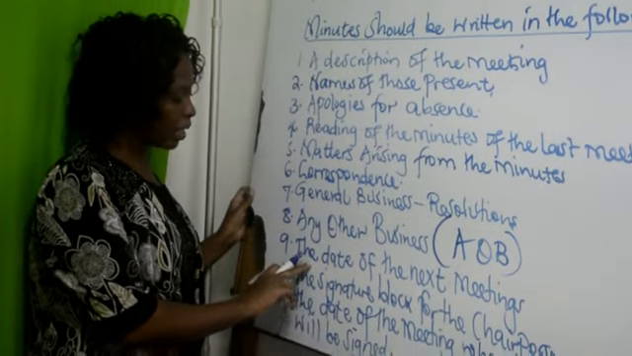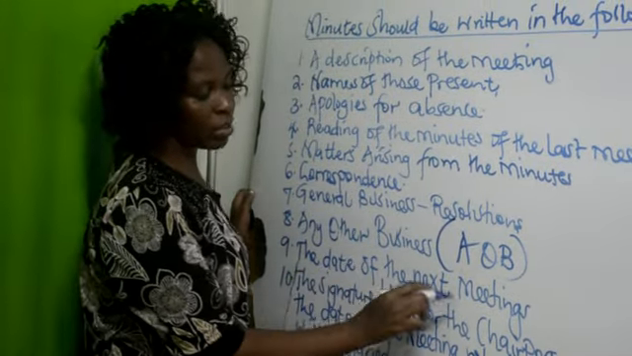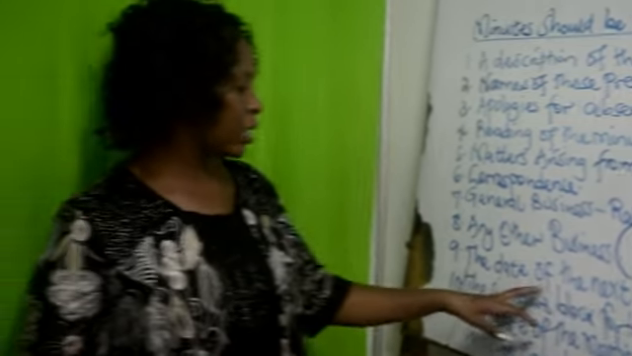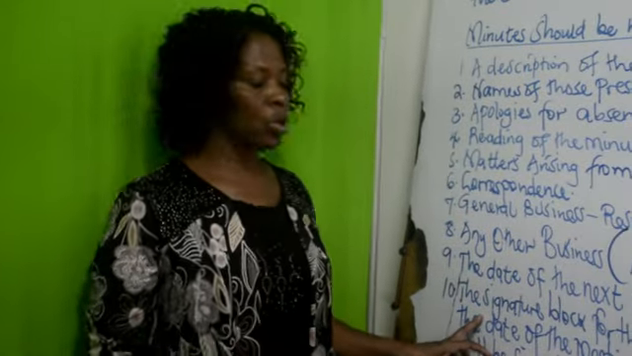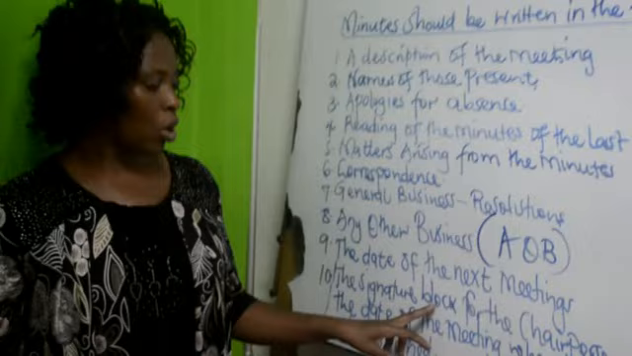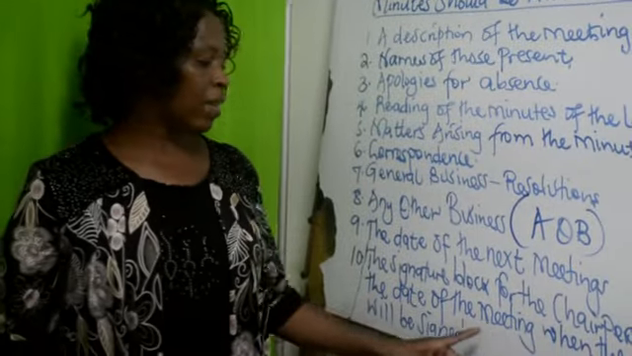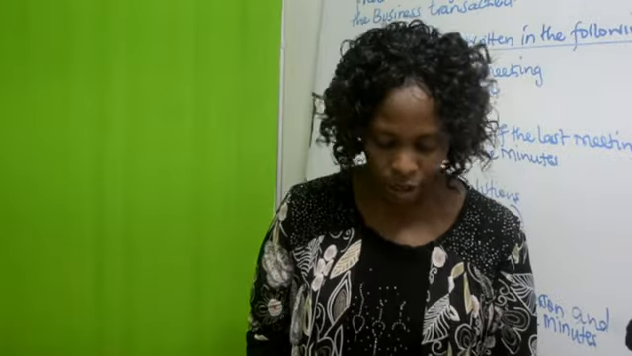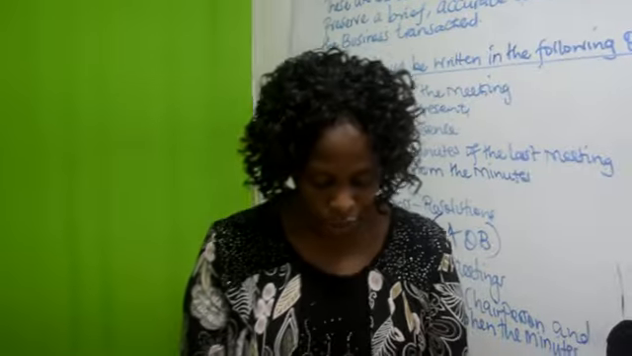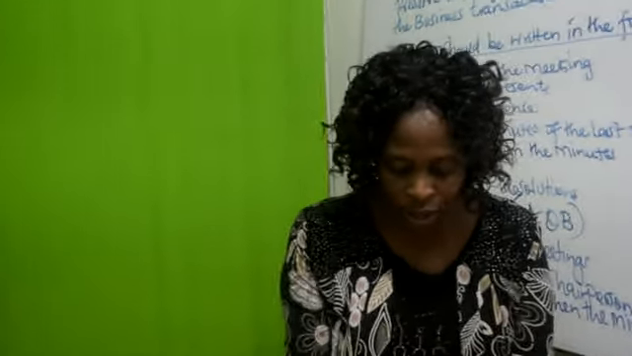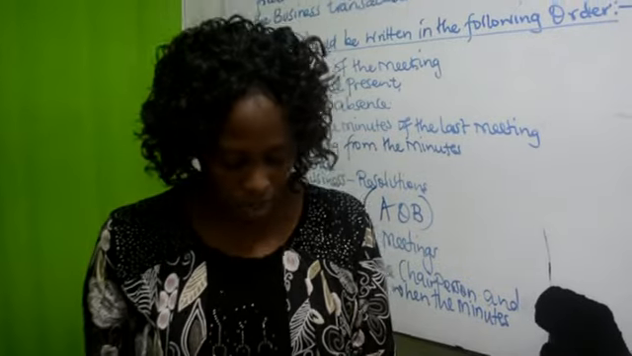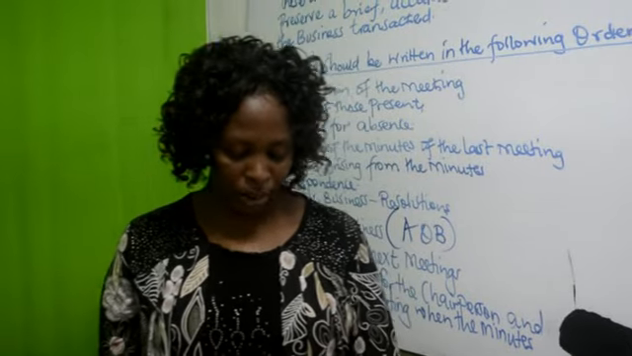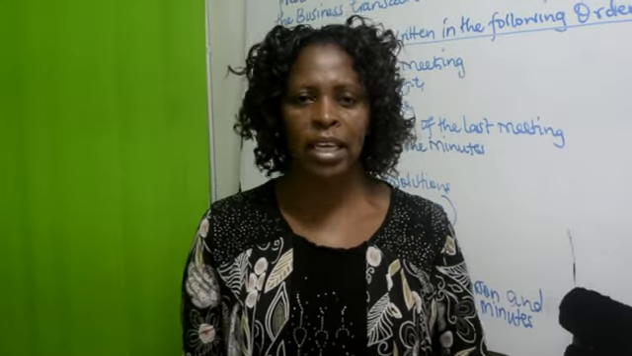After the end of the meeting, you should mention the date of the next meeting. So the members should agree on the date of the next meeting, and then the minutes should contain the signature block for the chairperson and the date when the minutes will be signed. So that is the order in which the minutes should be written. The secretary is supposed to prepare a draft, and this draft is submitted to the chairperson for approval before she makes her final copy.